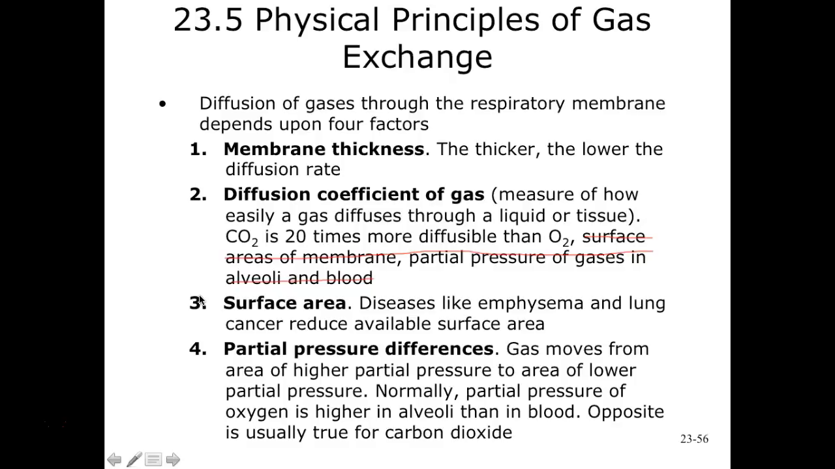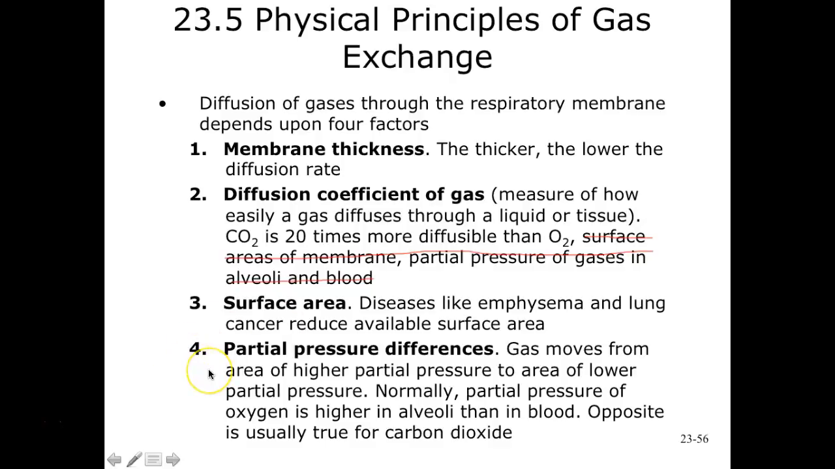So people that have diseases like emphysema and lung cancer are going to have reduced surface area. Because they have reduced surface area, they have less space for gas exchange to take place. And this is due to maybe surgical removal of lung tissue if you have cancer, or destruction of lung tissue due to cancer, or in emphysema, we have degeneration of those alveolar walls, or sometimes our smaller alveoli become larger alveoli, and so that's reducing the amount of surface area that we have there.